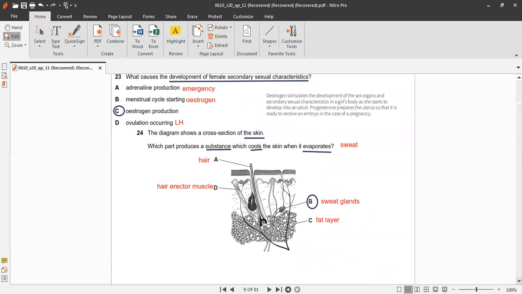The diagram shows a cross-section of skin. Which part produces a substance which cools the skin when it evaporates? Yes, sweat. Sweat glands produce sweat. So the correct answer is B.